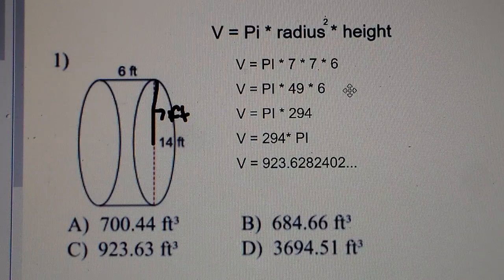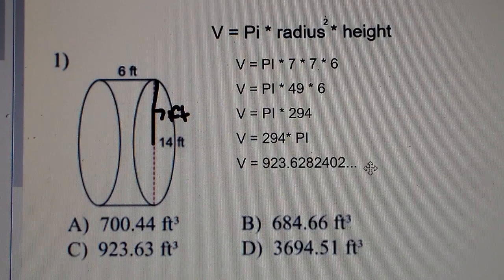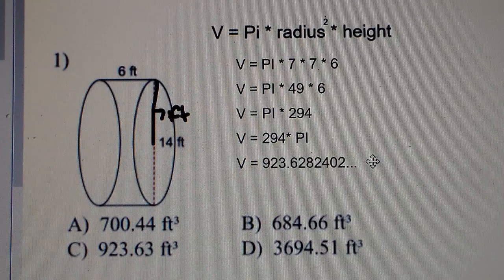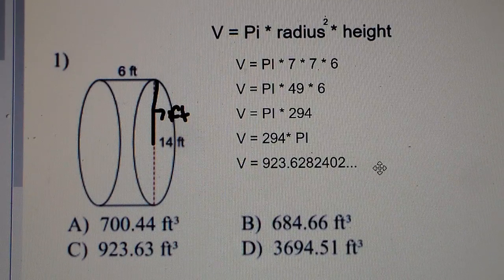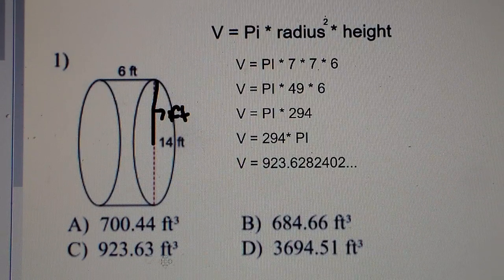7 times 7 is 49. 49 times 6 is 294. We have 294 times pi, which is going to get you the irrational number 923.6282402... And that's the volume. When you round it, 923.63 feet cubed.